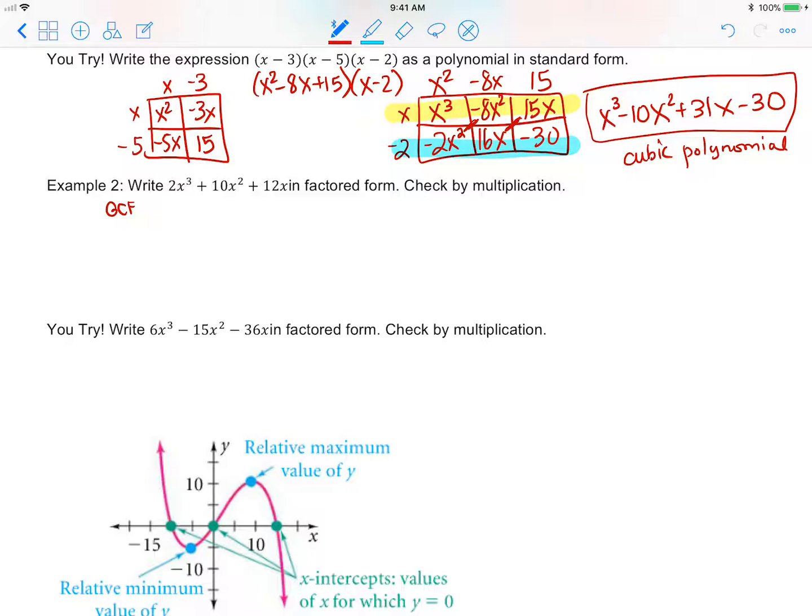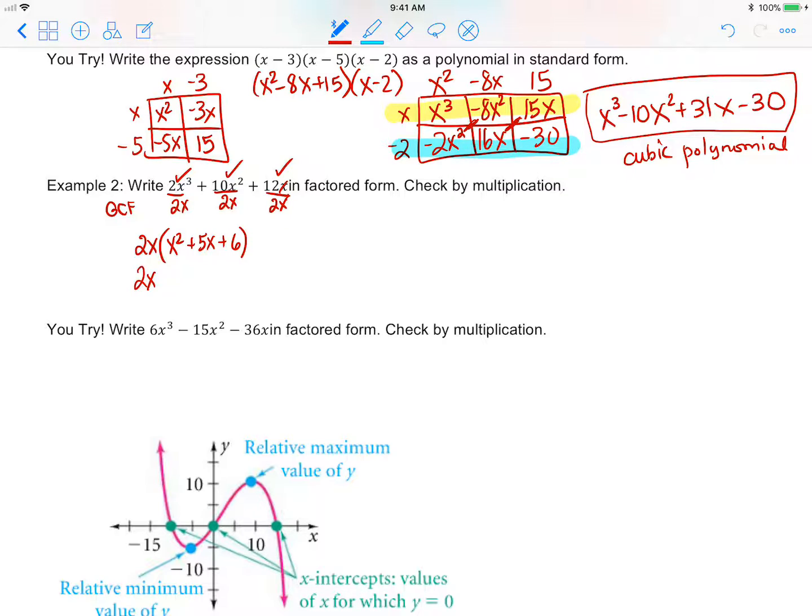So my greatest common factor when I look at each term is actually 2x, not just 2, because every term has at least 1x. So when I divide everything through by 2x, now bringing 2x to the outside, because that's what I'm dividing everything by, I'm actually left with 2 x's on the first term, check. On the second term, I'm left with a 5 and 1x. And on the last term, I'm only left with the number 6 because both x's will cancel.